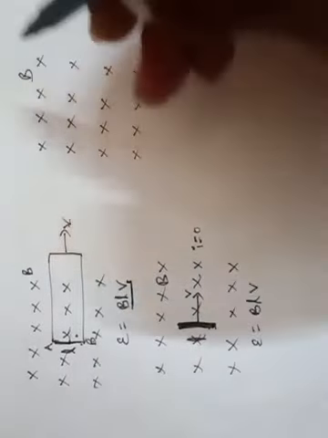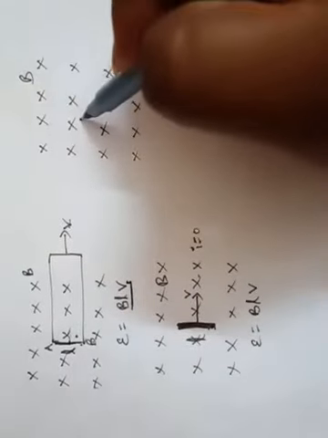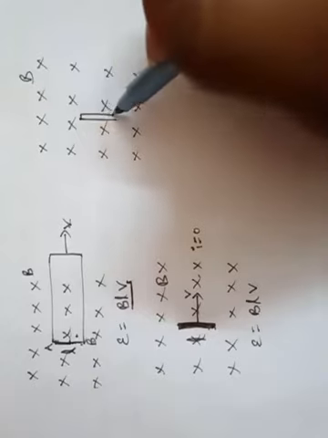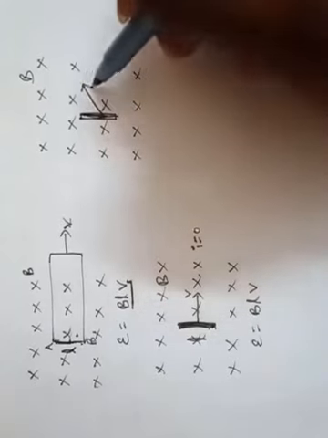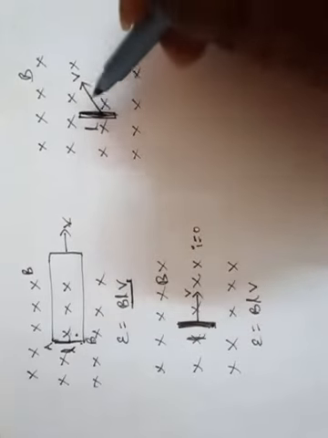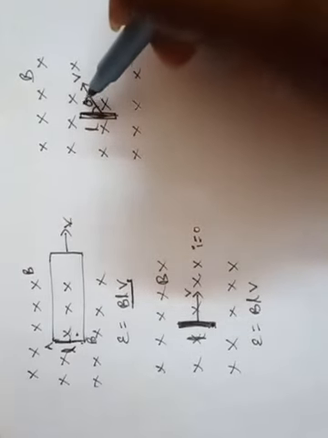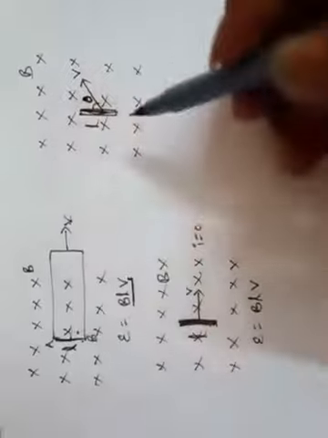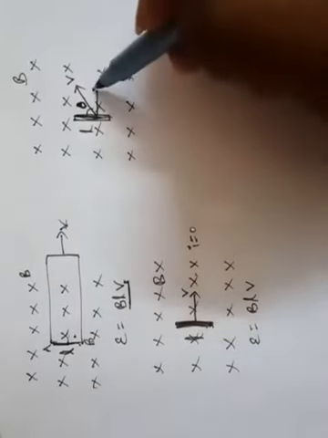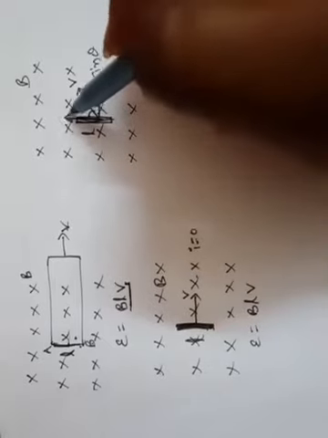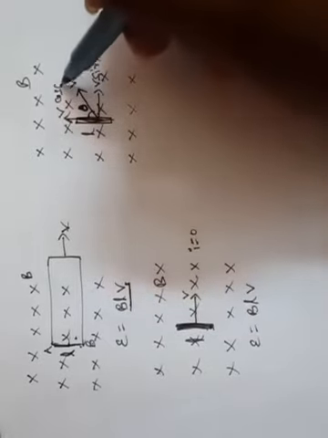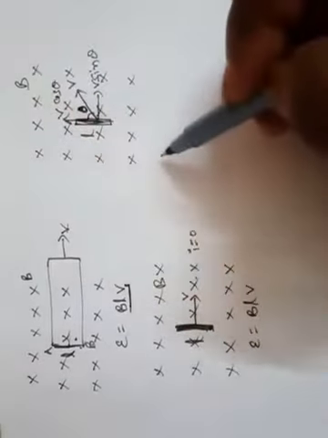The magnetic field is given, the conductor, and the velocity is like this. This is L and this is theta. If you resolve the components, we get V sin theta and V cos theta. In this case, what is the expression?